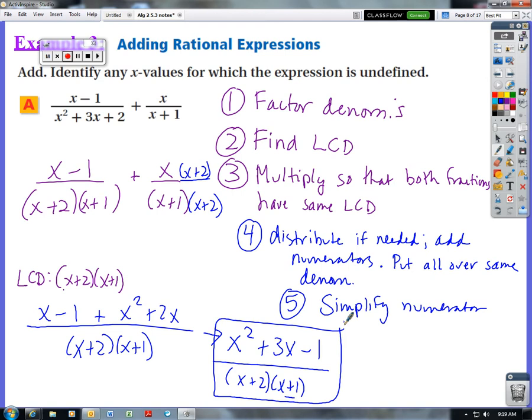Now, I almost forgot, we have to look. It says identify any x values for which the expression is undefined. So really, before I box this in, I should have had a comma and said x cannot equal. We're going to look in the denominators. We cannot have a -2 or a -1. That should be included with your answer.